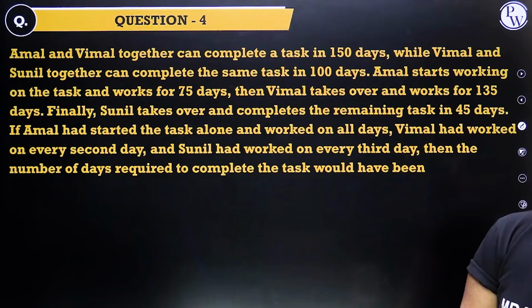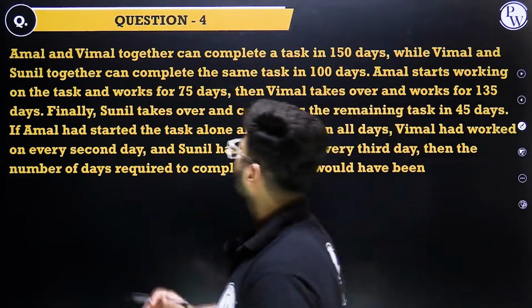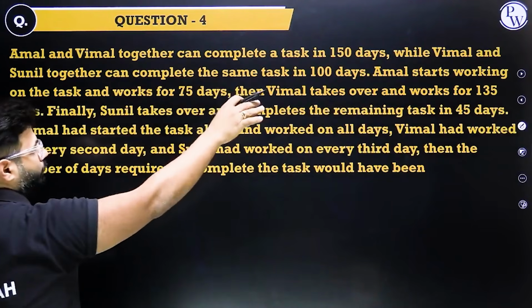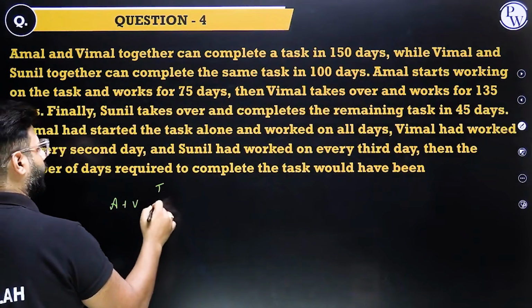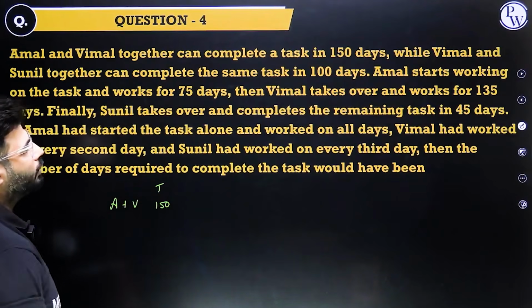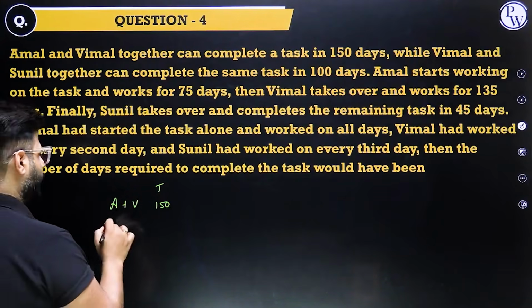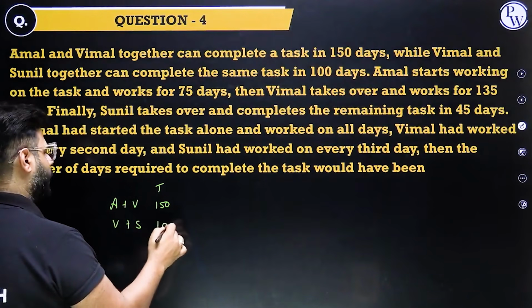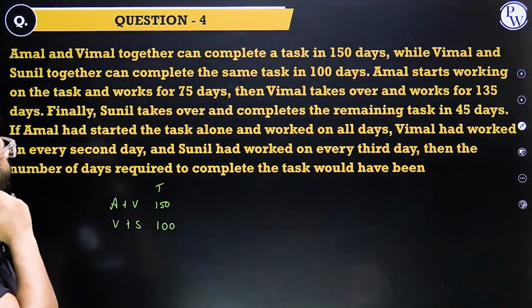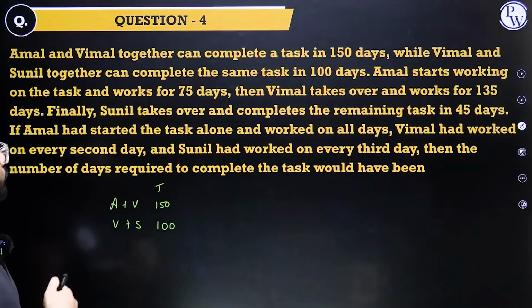Alright. Assuming you did try. Amal and Vimal together can complete a task in 150 days. Amal and Vimal, time 150. Vimal and Sunil, 100 days. Amal starts working on the task and works for 75 days.